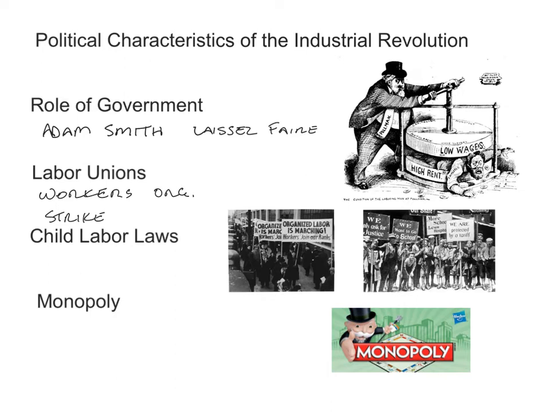Also, something that came about was child labor laws. Children were used in certain industries, like in coal mining. All right, they would send kids down into the mines, into places where adults couldn't fit, and this was a very dangerous job.